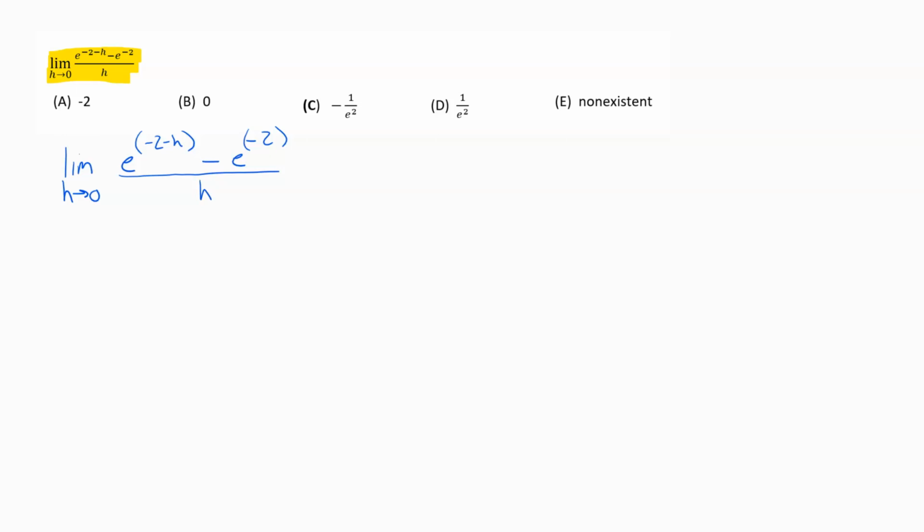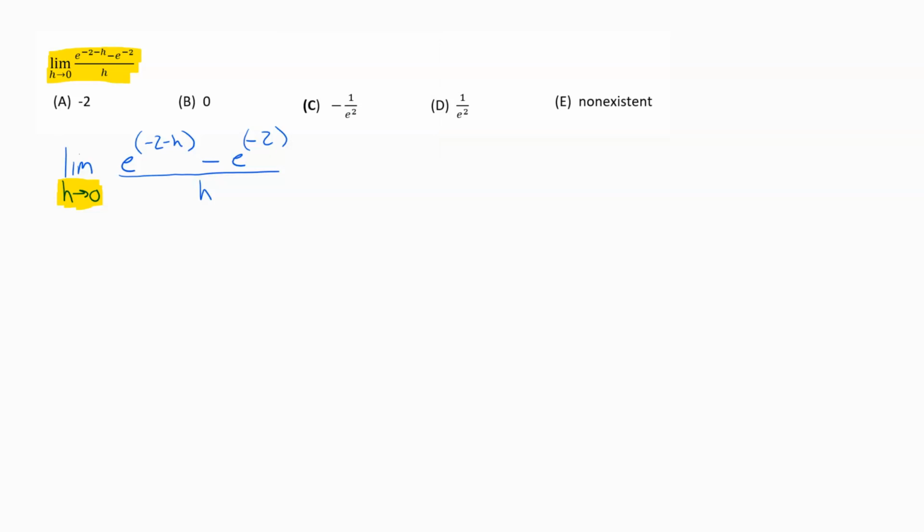The secret to this problem, though, is it's really not a limit problem. It's a derivative problem. And one of the best ways you can tell that is by this little piece right here, limit as h approaches 0. The only time we really find the limit as h approaches 0 in this AP Calc class is when we're talking about the limit definition of the derivative. And that's what we need to apply here.